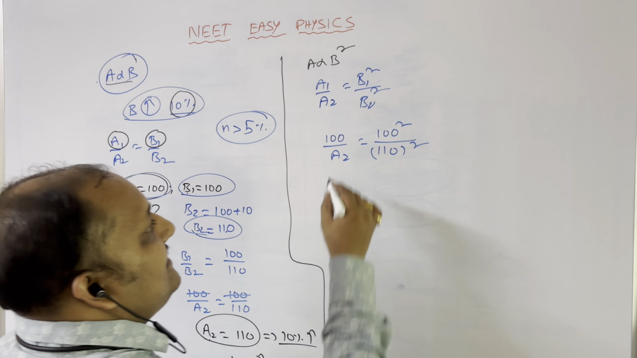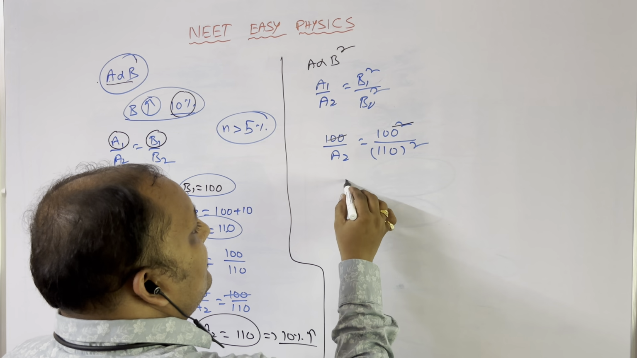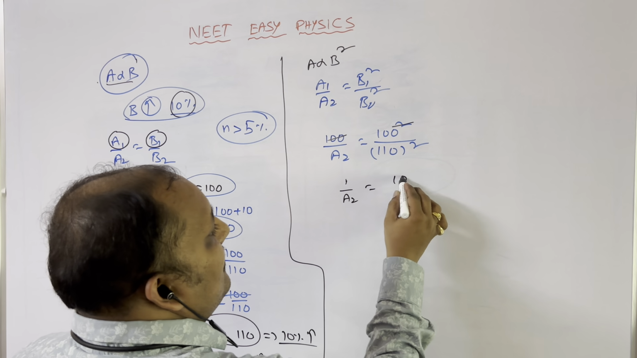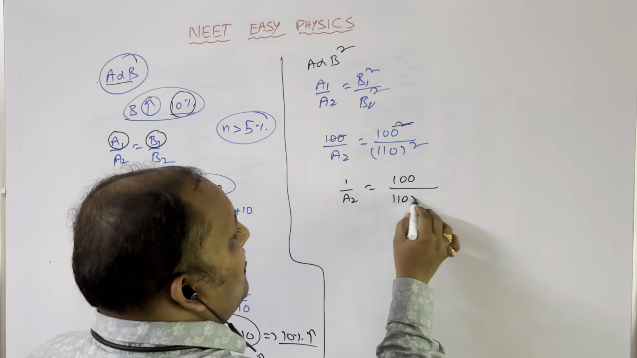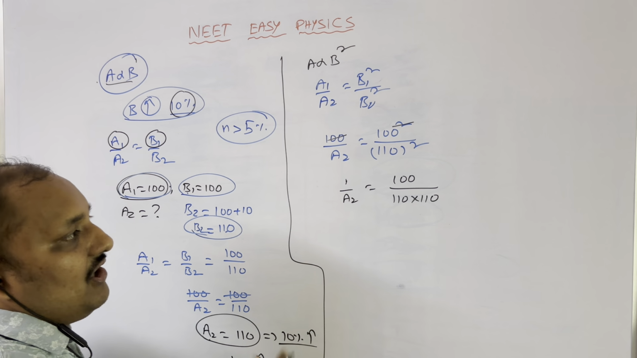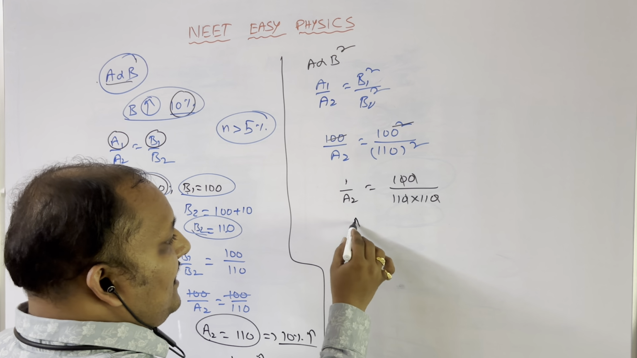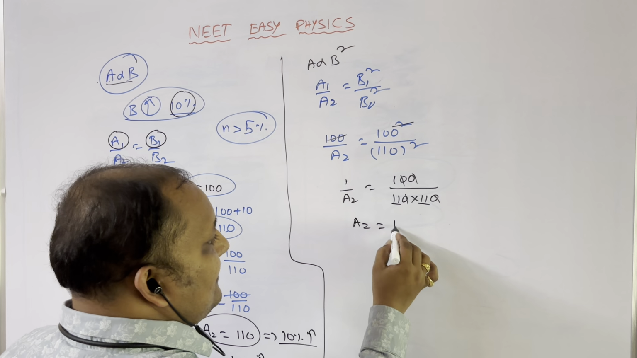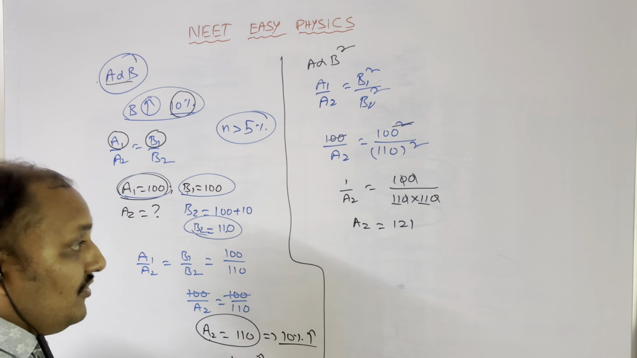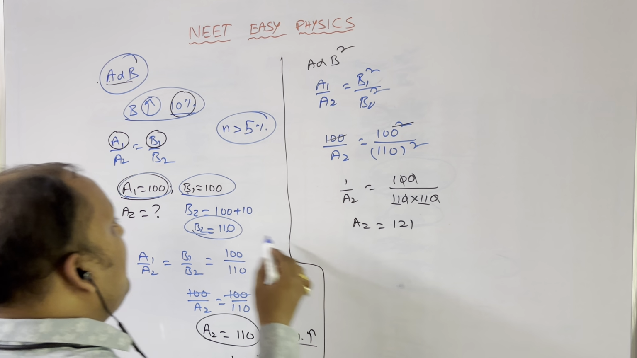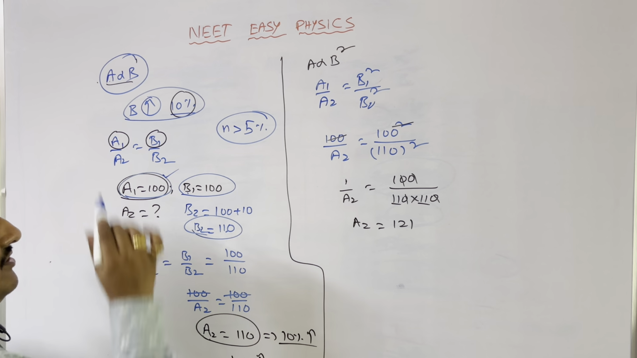So now you can cancel 100 and 100. So 1 by A2 is equal to 100 by, so 110 into 110. Don't multiply all the numbers. Initially you can try to cancel. Now A2 is going to be 11 11s, 121. So you got A2 121 because you have taken A1 as 100.